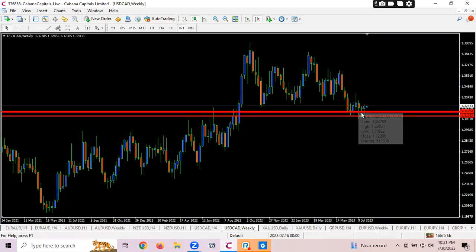Now, the setup we have here looks like a bullish setup, right? You cannot sell USD CAD with this setup. For you to sell USD CAD, this support must be broken. So since our bias on Australian dollar USD is bullish, we should look for a sell setup on USD CAD. Okay, so let's go down to daily.